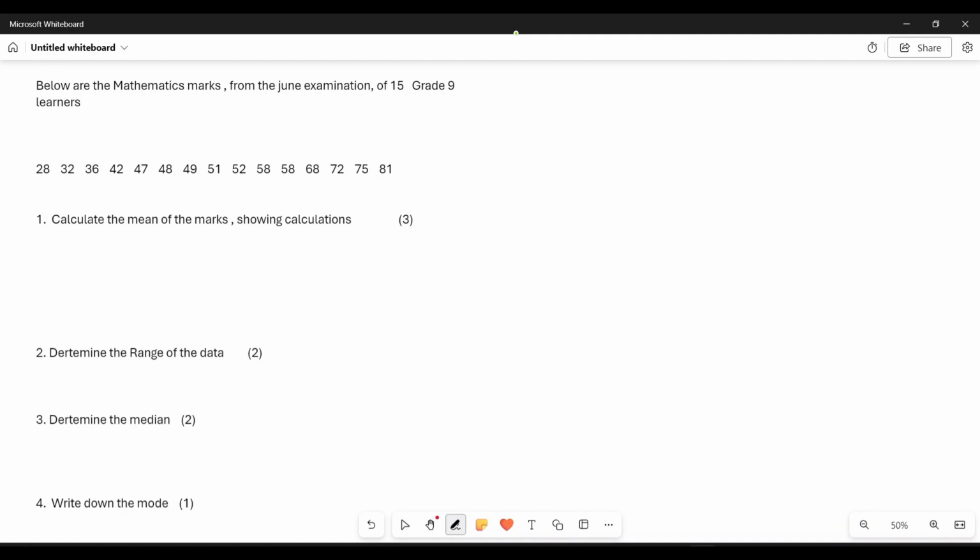Remember, what is mean? Mean is your average, right? Meaning that to calculate your mean, you will need to add all values and divide them by your number of values. Now, doing the same, we're going to add all these numbers. So we have 28. Remember, we need to show our calculations so that you could get your marks. We have 32 plus 36. I'm going to add all these values.